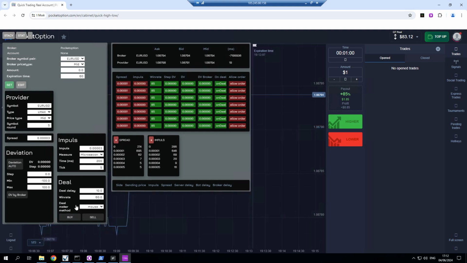Let us proceed to the next block called deal. As I mentioned earlier, this is where the robot will initiate transactions. Now let's delve into it further. The first aspect of deal is the deal delay, which represents the time interval between each trade. It's all in seconds. Let's draw a chart.